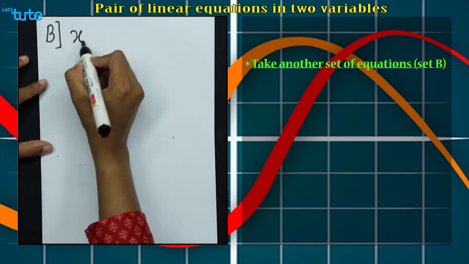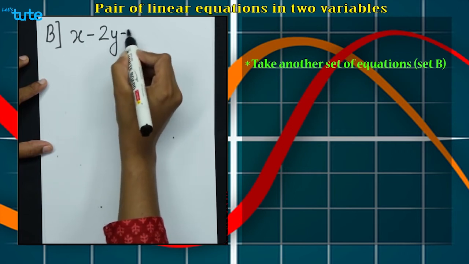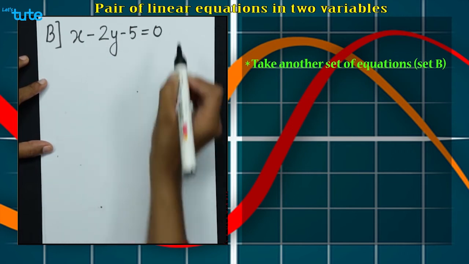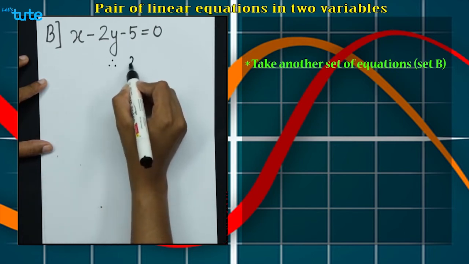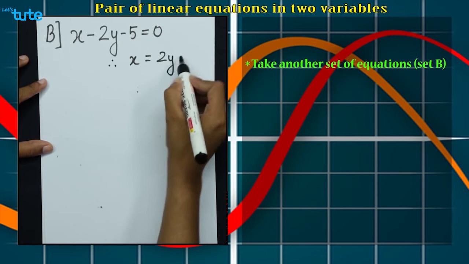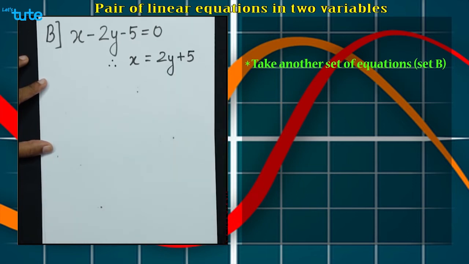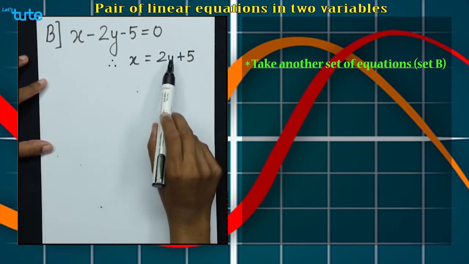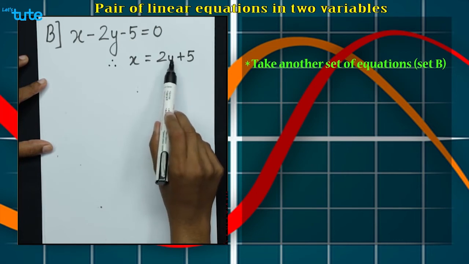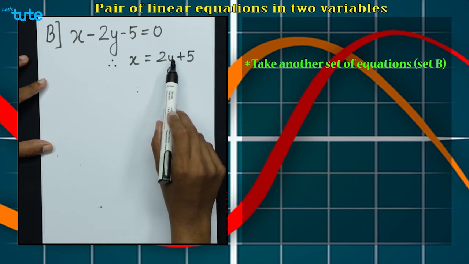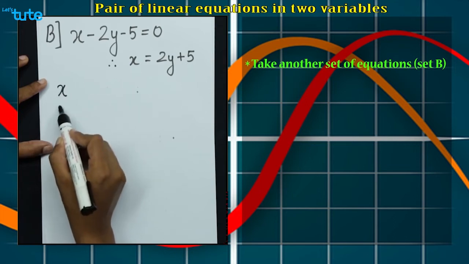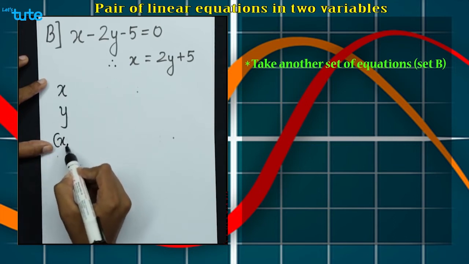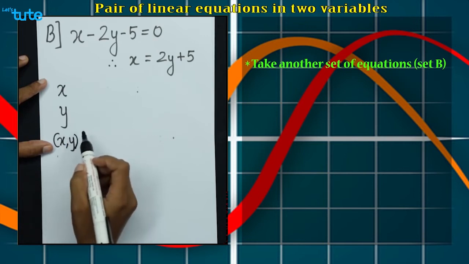Let us take the equation x minus 2y minus 5 equals 0. If I reduce this, it again gives me x is equal to 2y plus 5. Here again the variable on the right hand side is y. We will substitute numbers in place of y to obtain corresponding values for x. So let us make a table of these values. We have x, y, x comma y.